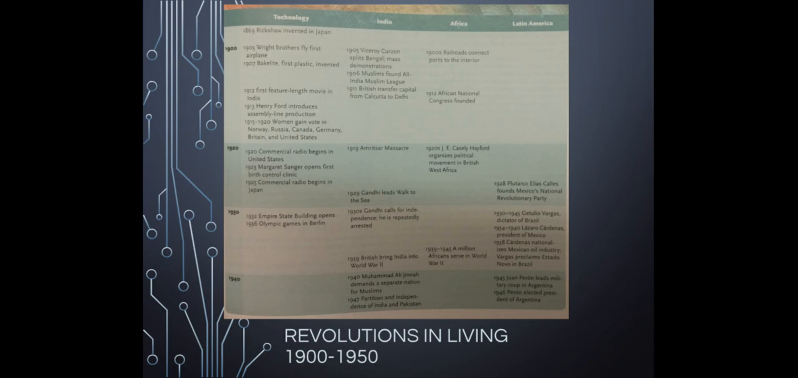So I'm so sorry I'm not there today, but we're still going to have a great lecture on revolutions in living. This is kind of a weird chapter because we go back and forth on a lot of different topics. We're going to be talking about independence movements in India, Latin America, and Africa. We're also going to talk about technology and how that changed people's lives, both for the positive and the negative. And we're also going to be talking about the Great Depression, not just the US, but other countries as well.